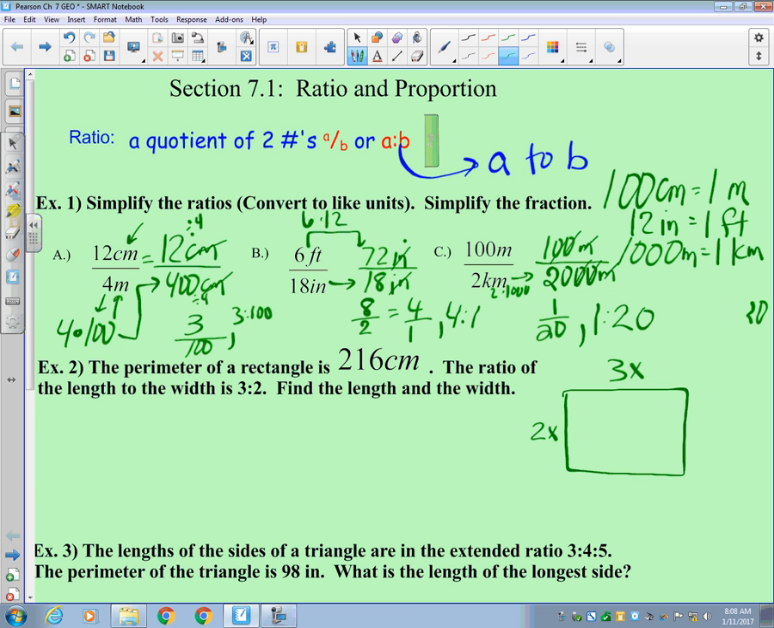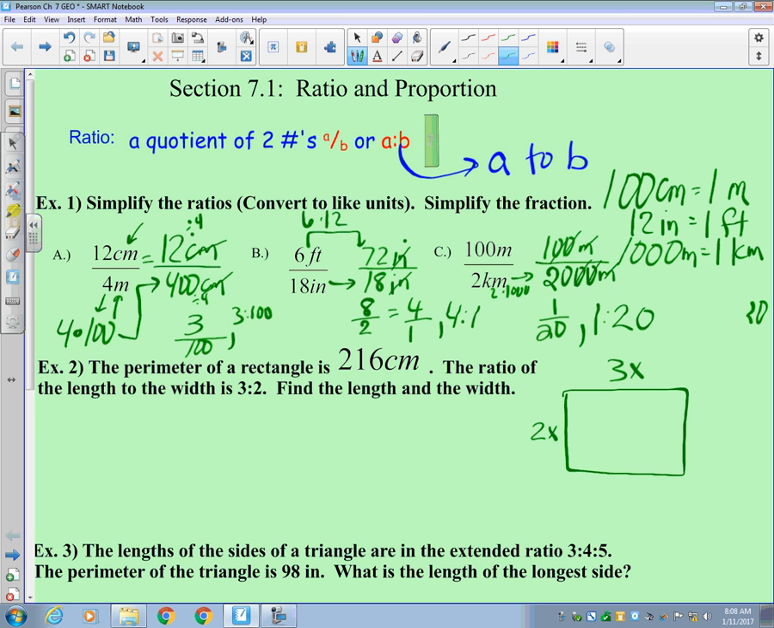When we put that together, it could be 2 and 3. It could be 6 and 4. So we don't know how big or small those are going to be. So what we do is we put an x on the ratio number. So instead of 3, it's going to be 3x, and instead of 2, it's going to be 2x.